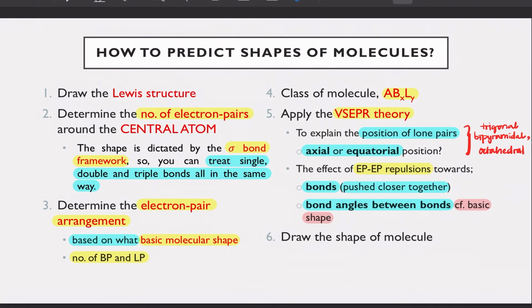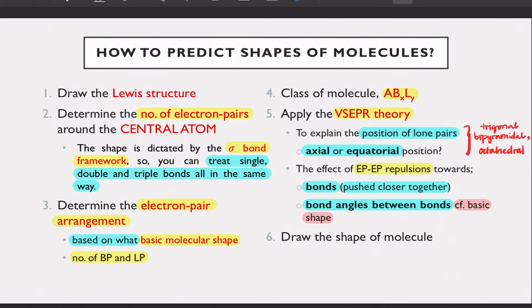So today we are going to learn how to predict shapes of molecules, right? So you're given a molecule, okay, and then dia nak suruh awak predict the shape. So we are going to use VSEPR theory. But there are 6 steps that you have to apply, okay, to your molecule in order to get your correct molecular shape. Okay, so the first step is for you to draw the Lewis structure.